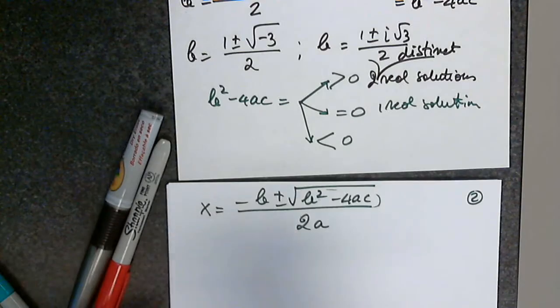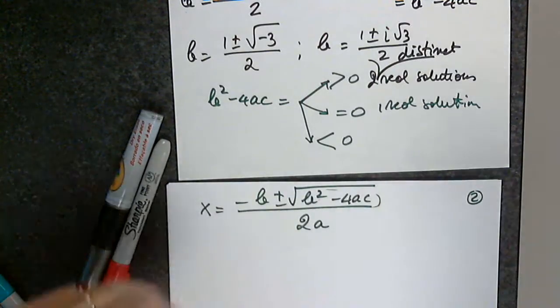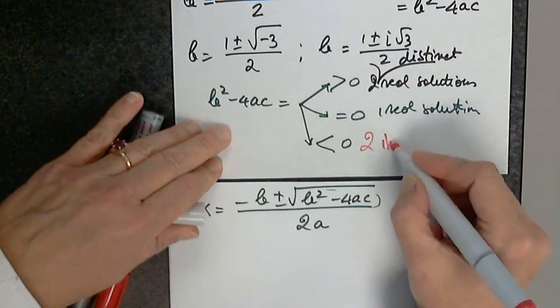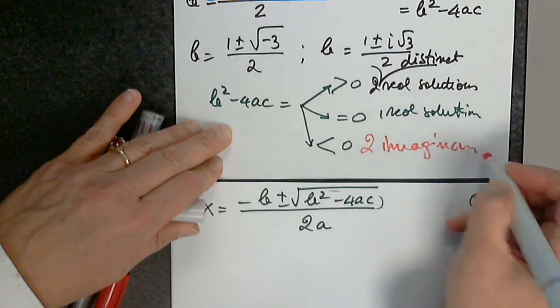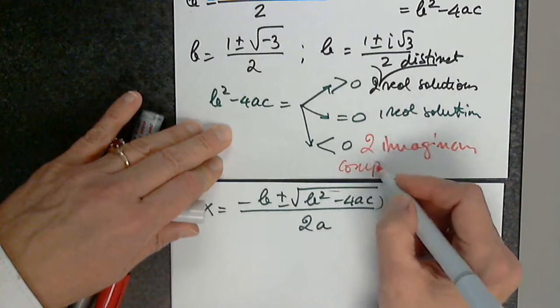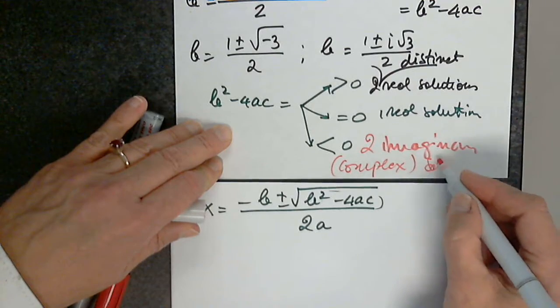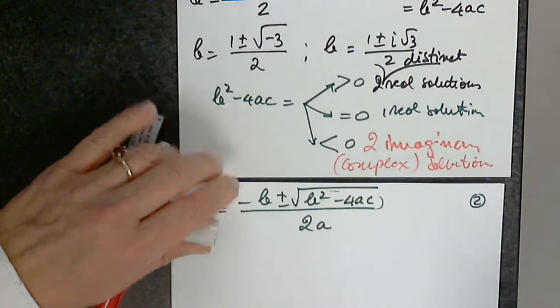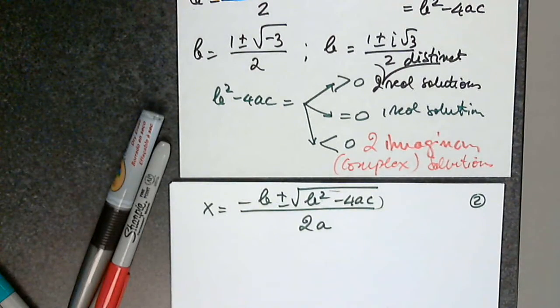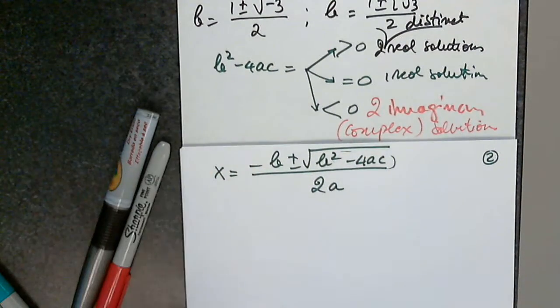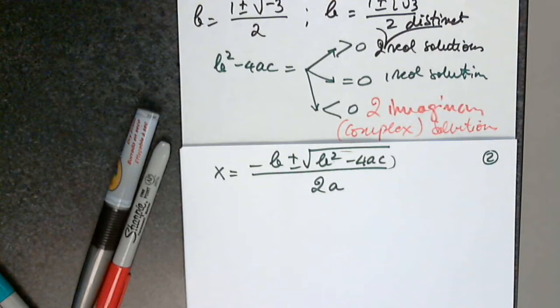So when the discriminant is less than 0, the equation has two imaginary solutions. It's correct if you want to say complex. I agree with both. We say imaginary because if we say complex, we have to say two complex numbers. But if I say imaginary, I can say solutions. It doesn't matter, really. I'm fine with both.